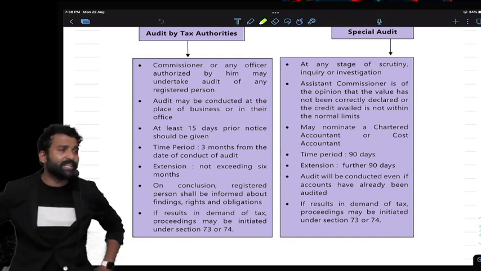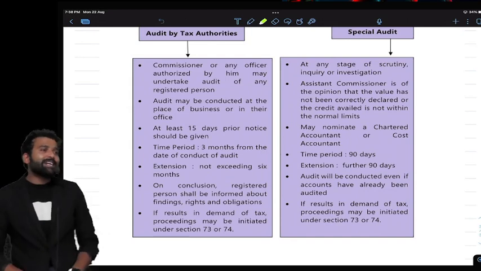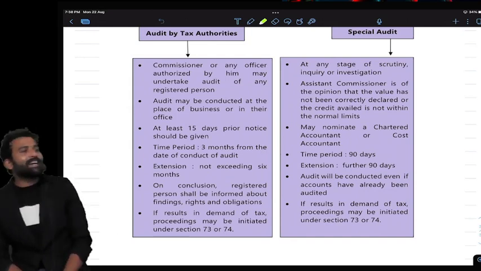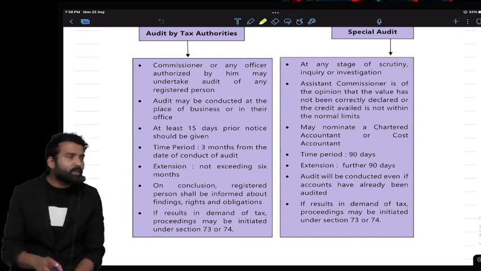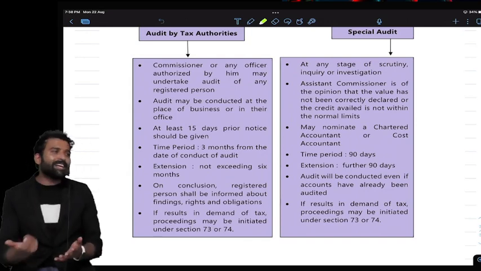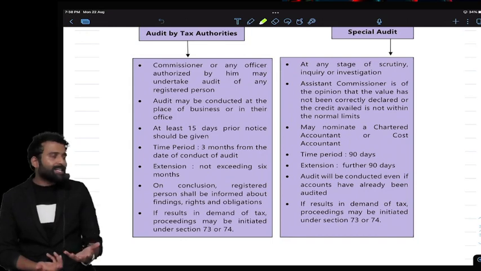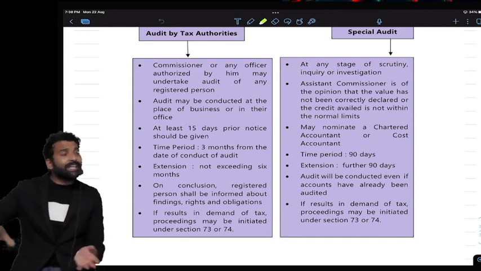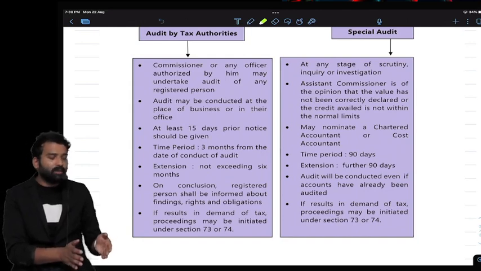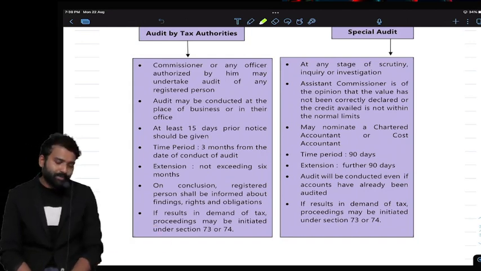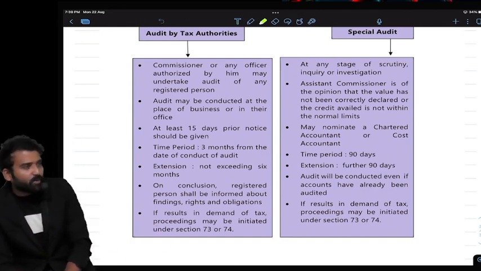65 talks about the audit by the tax authorities. 66 is the audit done by the chartered accountant or the cost accountant, ordered by the tax authority. So in both the cases, order will be passed by the commissioner or the assistant commissioner, tax authorities. But one audit is done by the officer only, and the special audit will be done by chartered accountant or cost accountant. Okay, so this is about the audit provision under GST.